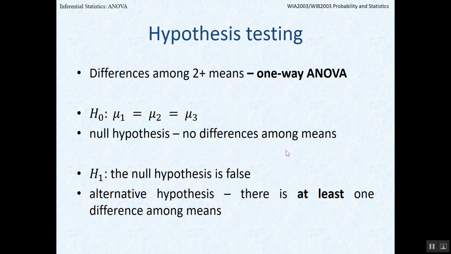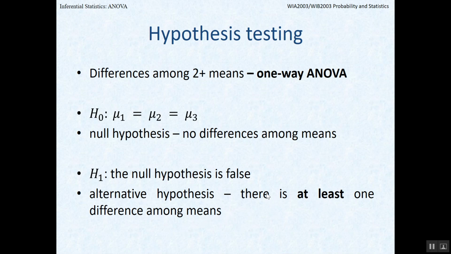But how is it in one-way ANOVA, right? So differences among two plus means, that means more than two means. Mu1 equals mu2 equals mu3. Okay, that means there is no difference among the means. The null hypothesis is false, okay, for the alternative. The alternative hypothesis says that there is at least one difference among the means.